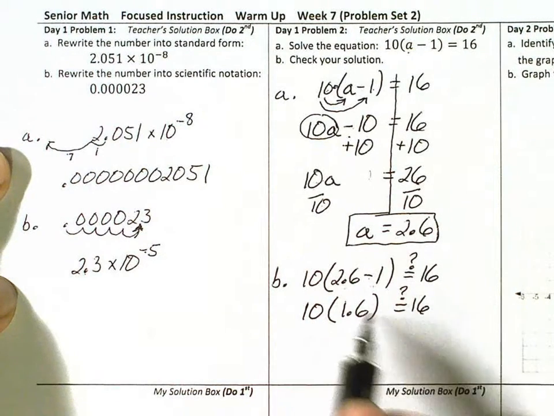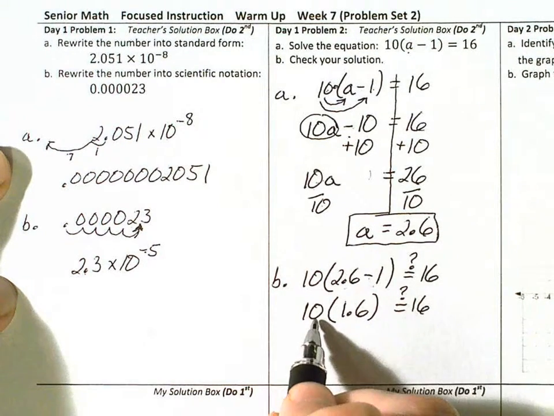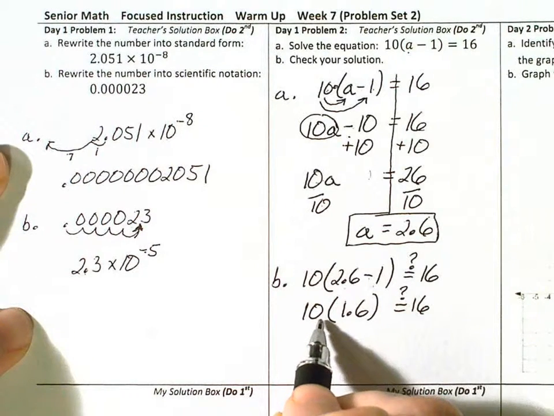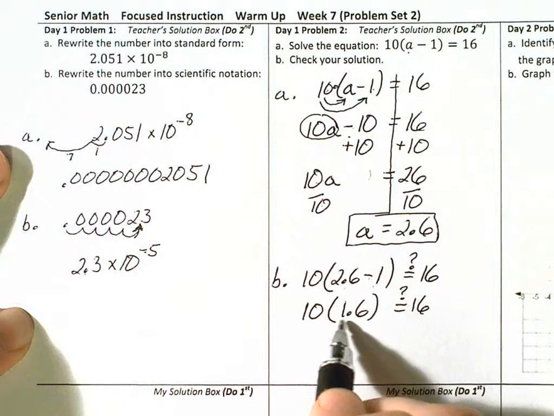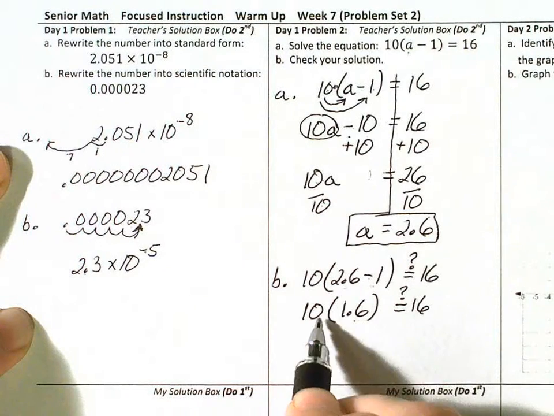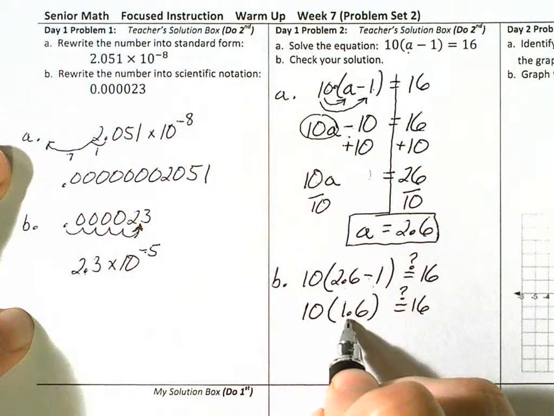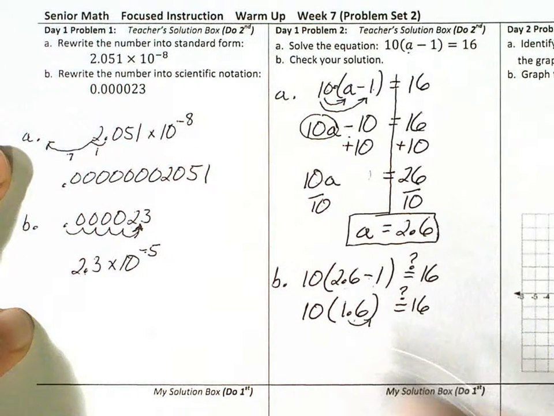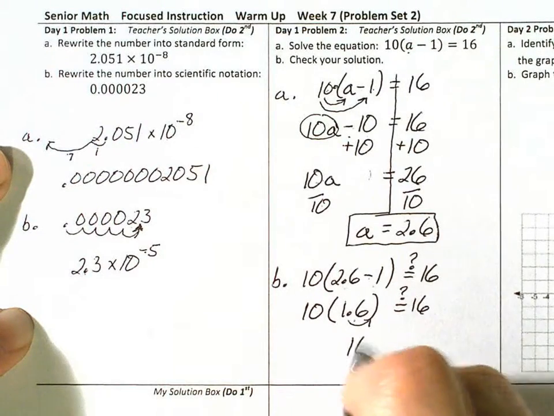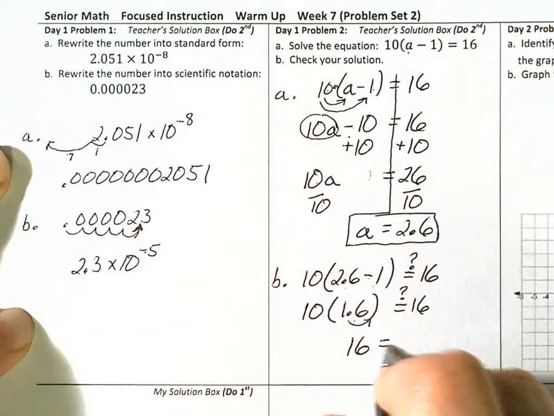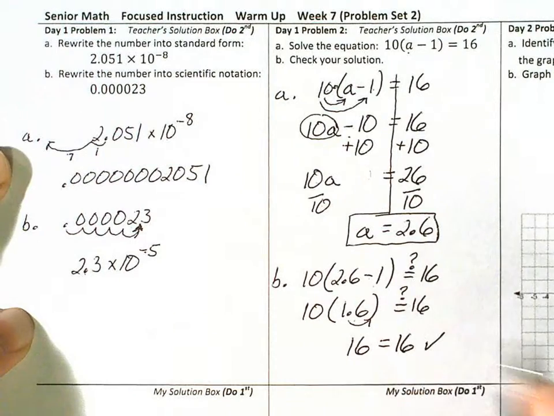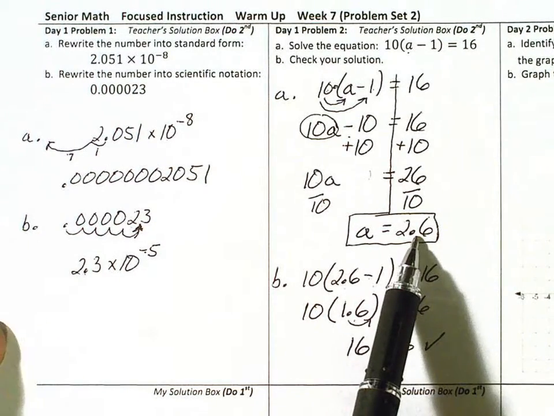And 10 times 1.6. Again, 10 is that special number that's so easy to work with decimals. When you multiply a decimal like this by 10, a quick way to do that is to move the dot 1 spot to the right. And that creates 16. So 16 is equal to 16. This checks, and this was the right answer for A.